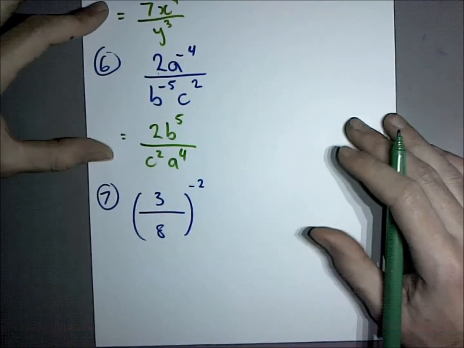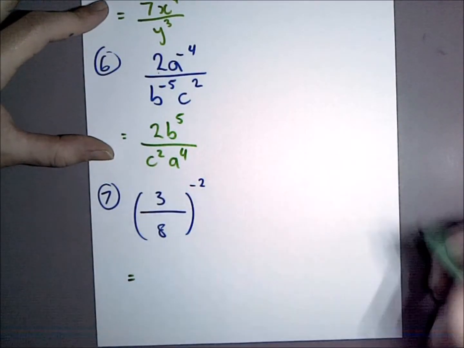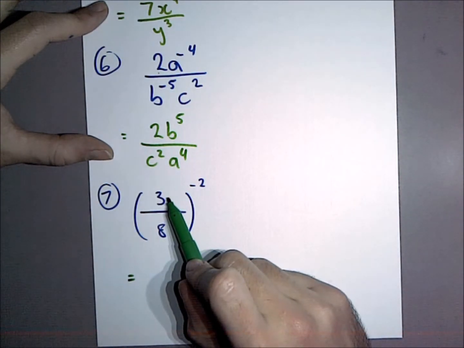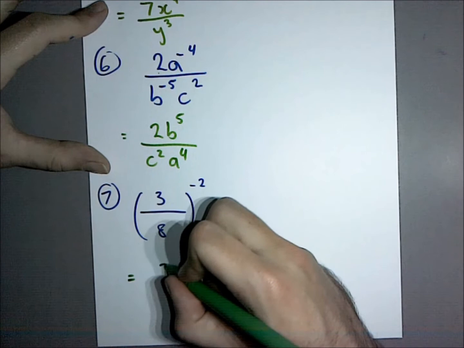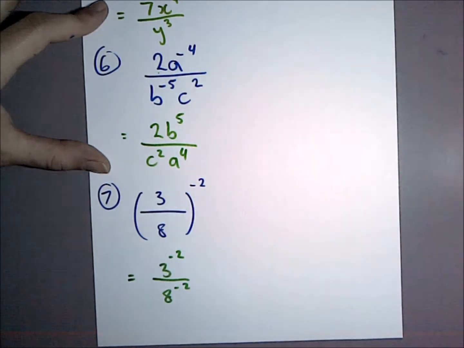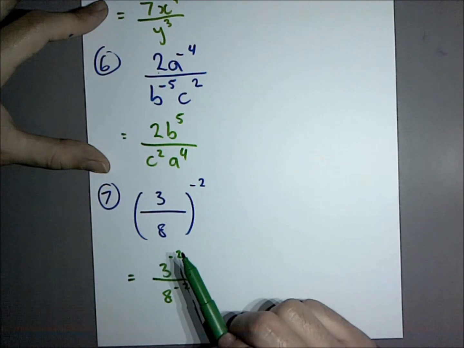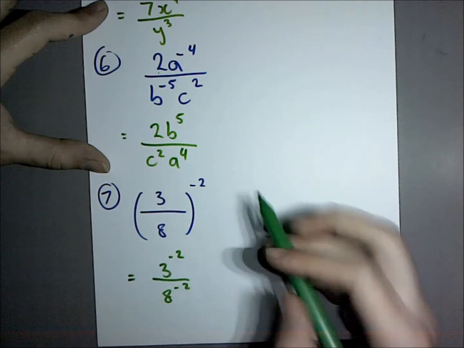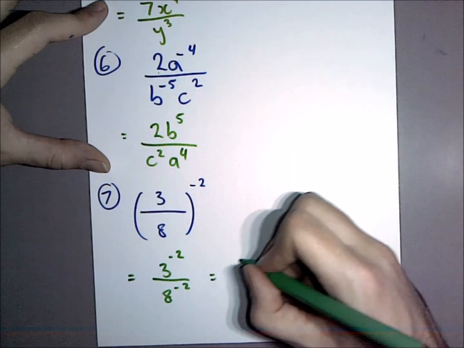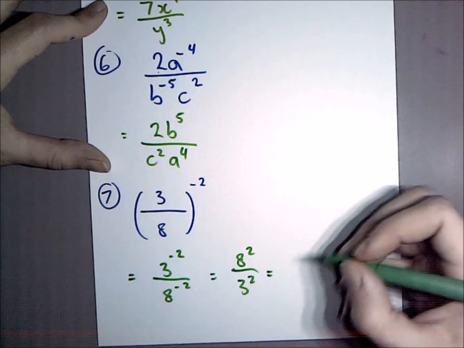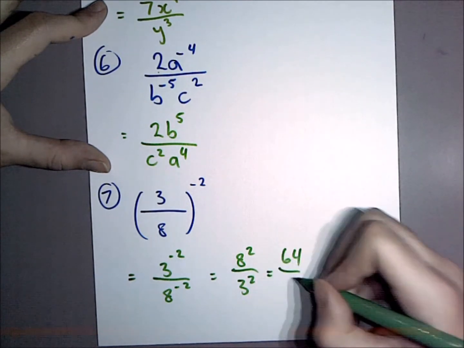Now, sometimes you're going to have numbers, and sometimes you might have to mix it with other rules as well. So using your index laws, we can rewrite this as 3 to the power of negative 2 over 8 to the power of negative 2. And basically, if you've got a negative index on the top and on the bottom, then you can really just swap them around. So that's going to become 8 squared on top of 3 squared, which you can rewrite if you wanted to as 64 divided by 9.